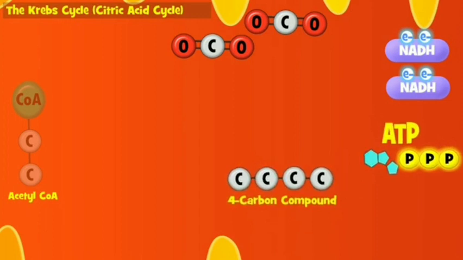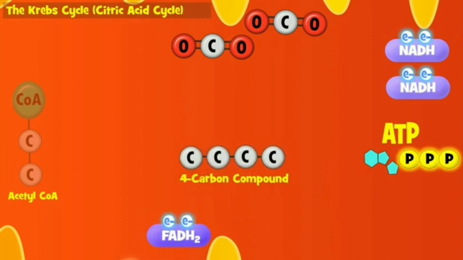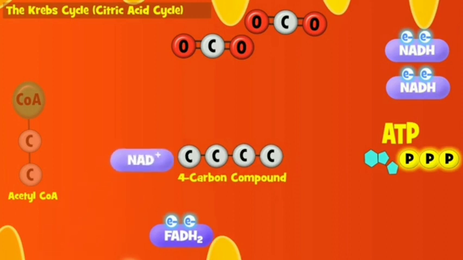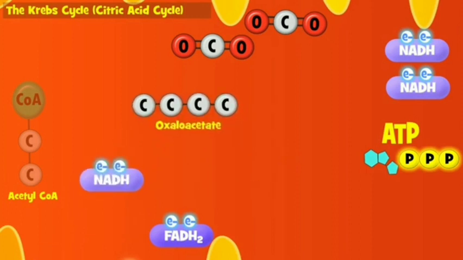Our new 4-carbon molecule gets oxidized even further, transferring electrons and hydrogens to a different electron carrier called FAD, forming FADH2. FADH2 will serve the same purpose as NADH, carrying electrons to the electron transport chain. The new 4-carbon molecule that results gets oxidized one more time, forming even more NADH. This final reaction also results in making our starting molecule, oxaloacetate, once again.